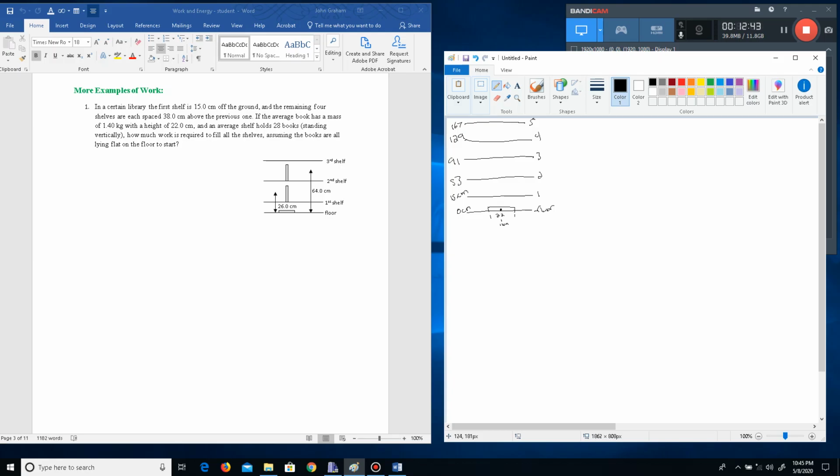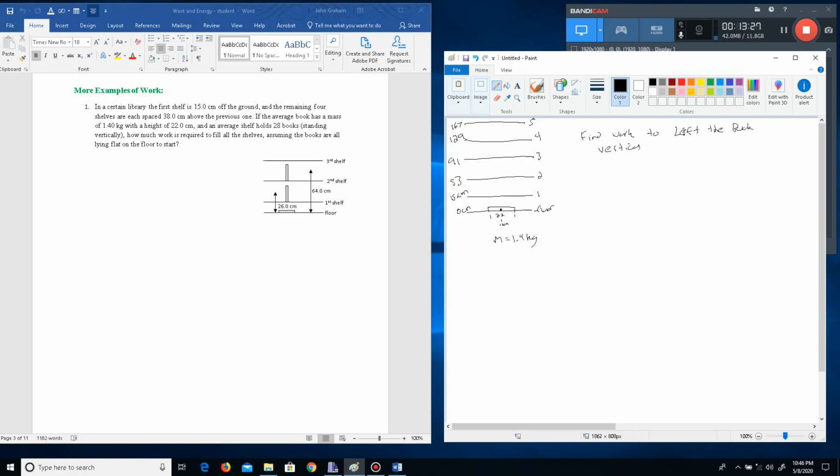All right. The average bookshelf holds 28 books. So we'll assume that we're going to put 28 books on each of these. And they're going to stand vertically, and the mass is 1.4 kilograms. How much work is required to fill all the shelves, assuming the books are all lying flat on the floor to the top? Alright, so what we have to do is first find the work to lift the book vertical.